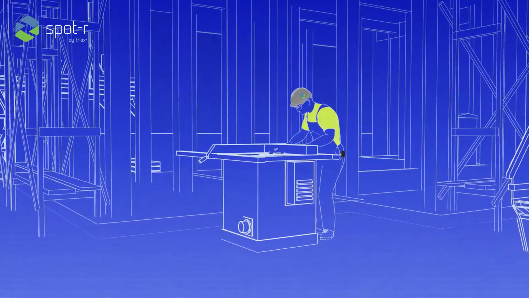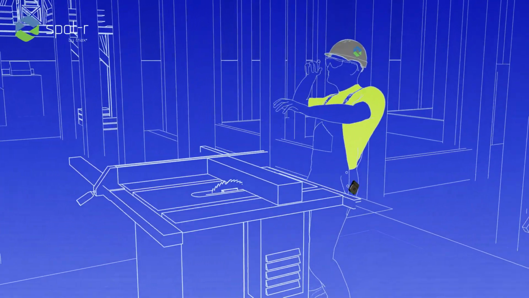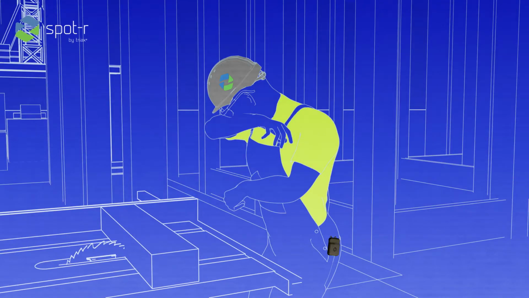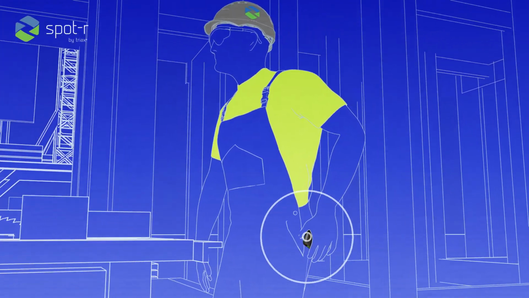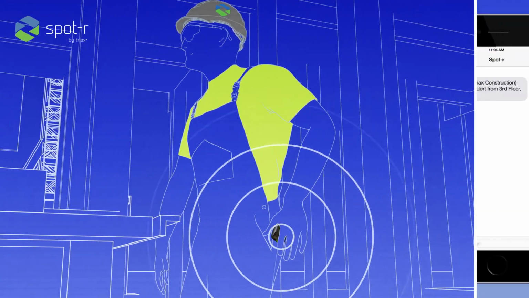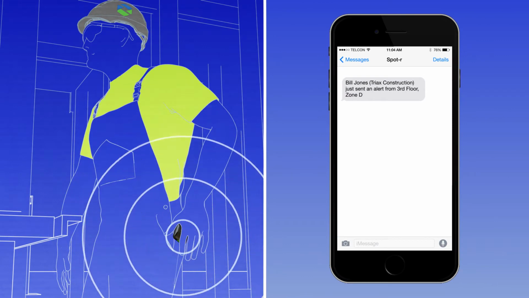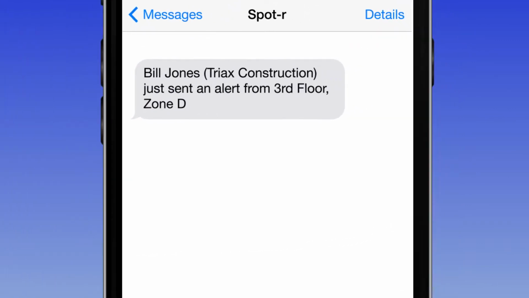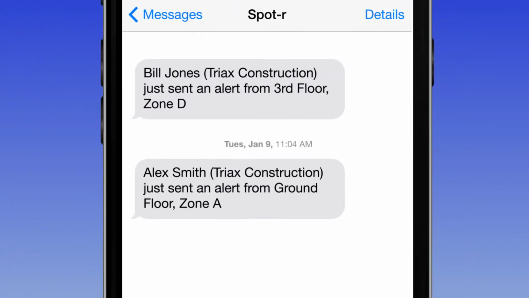What happens if a worker has another type of injury or identifies a hazard on site, such as loose scaffolding? By triggering a push-button alert from their Spotter clip, which acts as a direct line to supervisors, workers can notify them when and where there's a situation that needs to be addressed.